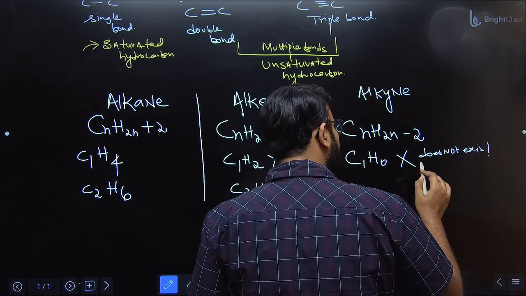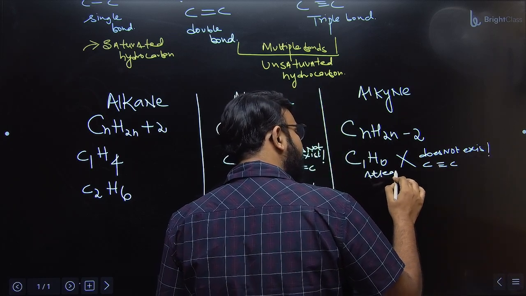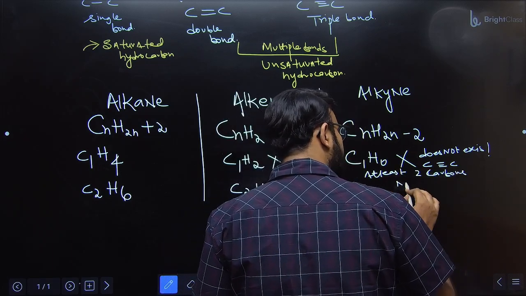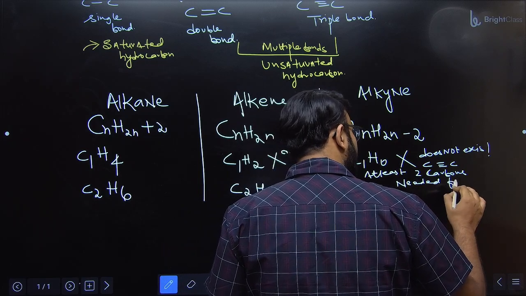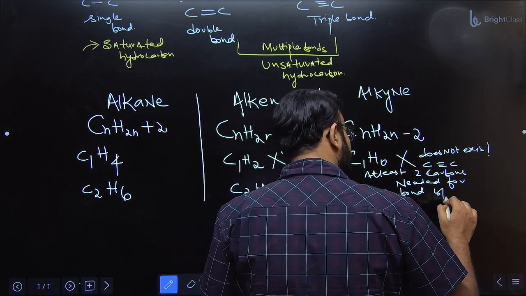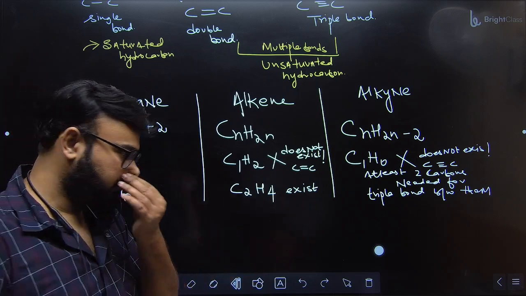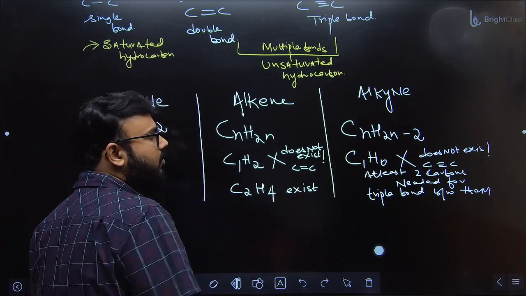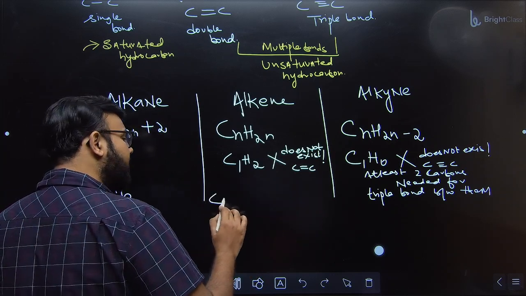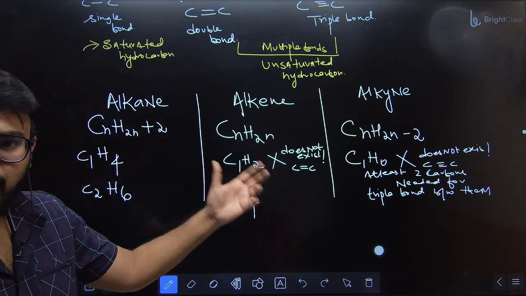The reason is we need two carbons at least. At least two carbons needed for a triple bond between them. Understood? No, no, we only need two. Same reason here, you can copy. But for C2H4 the requirement is fulfilled, right? You all got it? There are two carbons, so it can have a double bond between them.